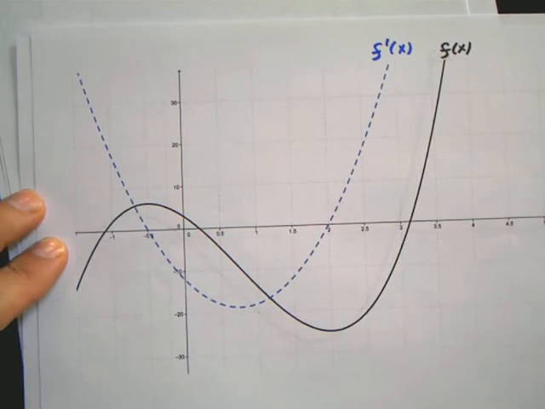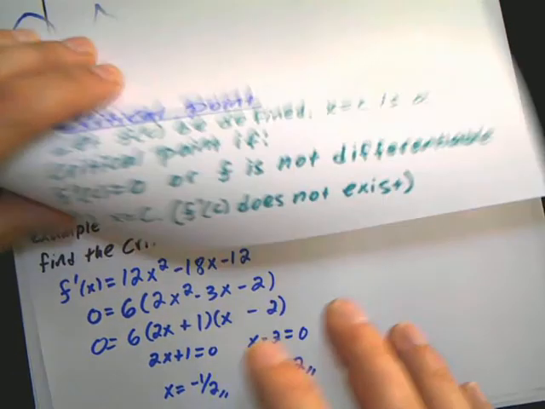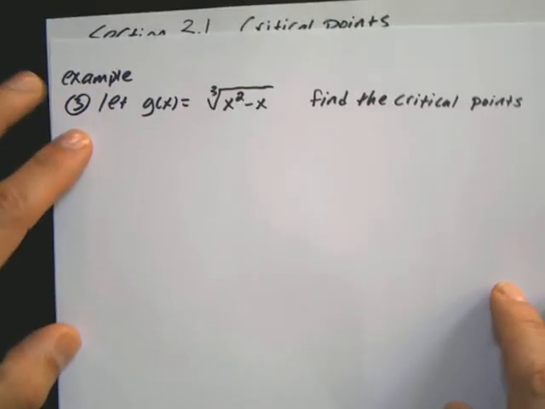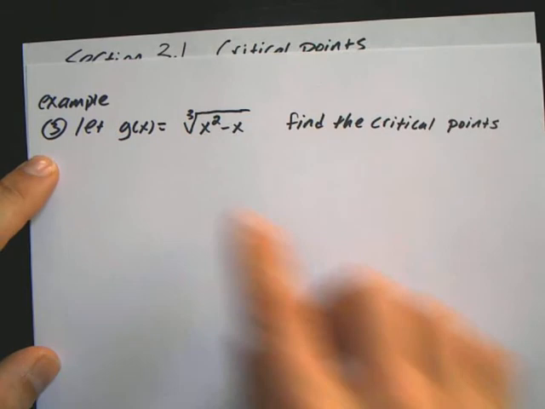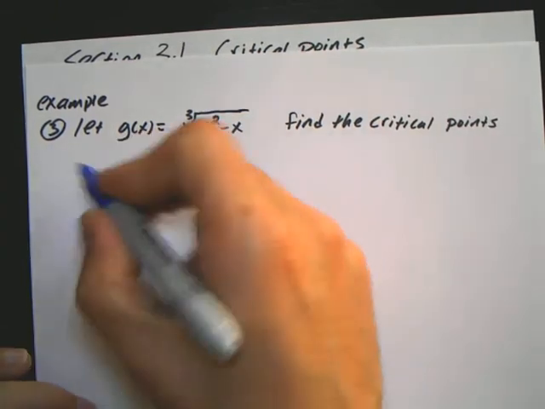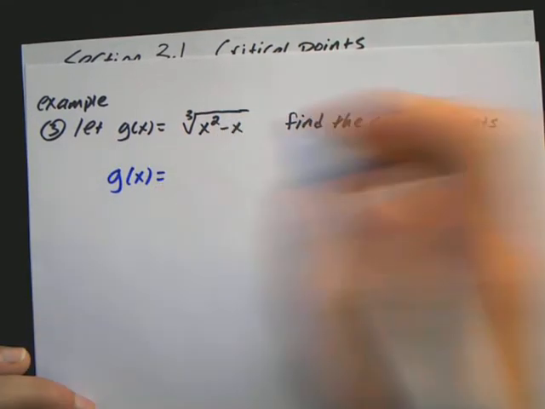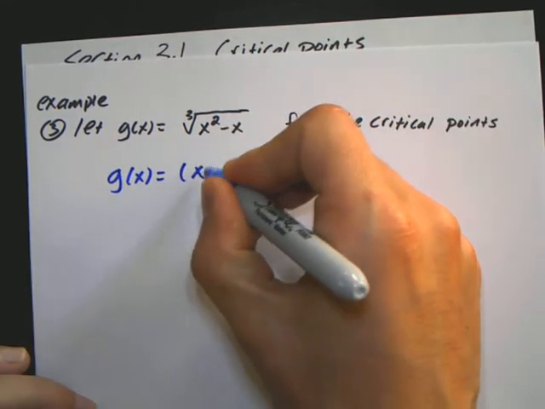Got one more example for this video. It's going to be let g of x equal this function. We're going to find the critical points to that. So before I find my derivative, I want to rewrite this so I can see what exponents this is being raised to. So it's x squared minus x. It's the cube root, so it's going to be raised to the 1/3.